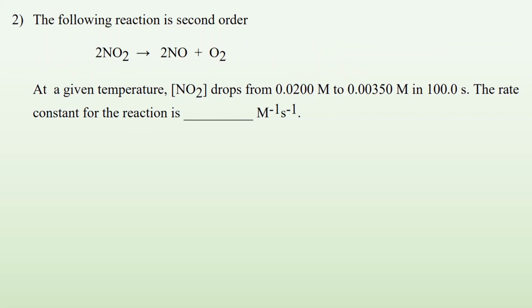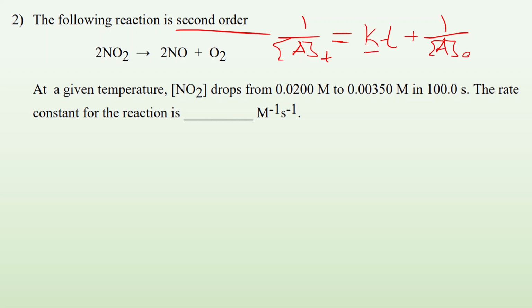So it looks like E, all of the above, will be our answer. All right, number two, the following reaction is second order. There's the equation. At a given temperature, NO2 concentration drops from 0.200 molar to 0.0035 molar in 100 seconds. What is the rate constant for this reaction? Since it's second order, we have to use the 1 over At equals kt plus 1 over A0 equation. That's the one we're going to start with, and they're asking us to solve for k. So let's get that by itself.